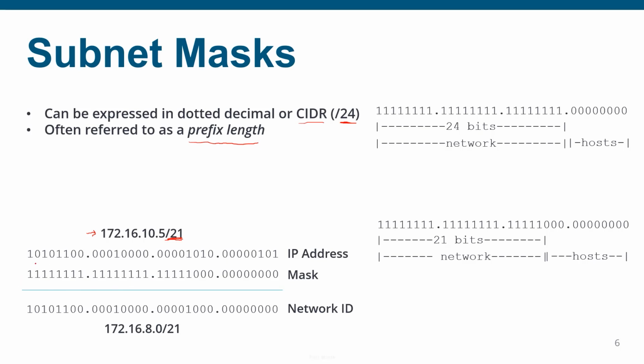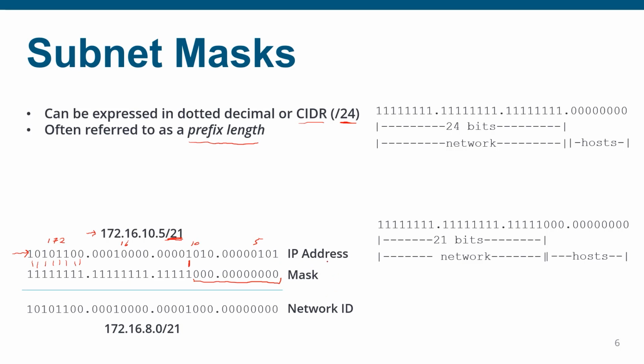Now let's take a look at this. We have right above it the IP address expressed in binary of 172.16.10.5. Now each corresponding position that is a 1 is part of the network portion. So the first 21 bits up to here are part of our network. That means everything else is part of our host section.